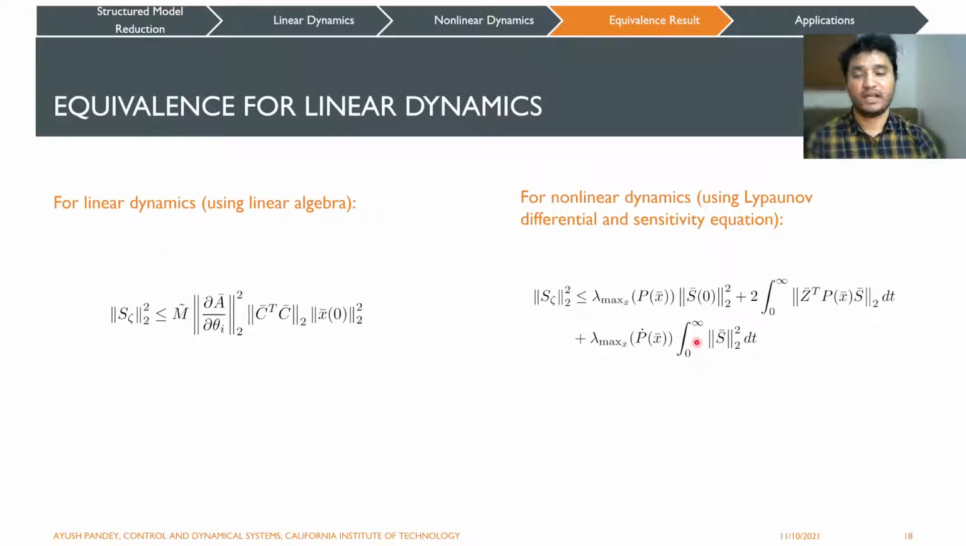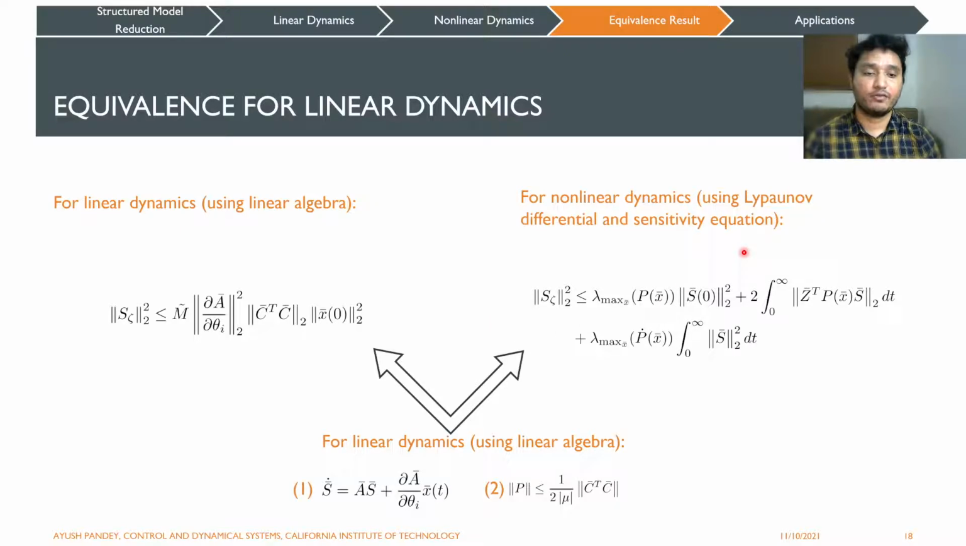as shown here. And so we have essentially given two different approaches, one for linear systems, which uses linear algebra to give a bound on the robustness metric, and another for nonlinear systems, which gives a separate bound using the Lyapunov approach. One would expect that for linear dynamics, both of these bounds would yield the same thing, and this is indeed the case, and we have shown this in our paper by using two important relations about the sensitivity and about the norm of the Lyapunov matrix for linear systems.